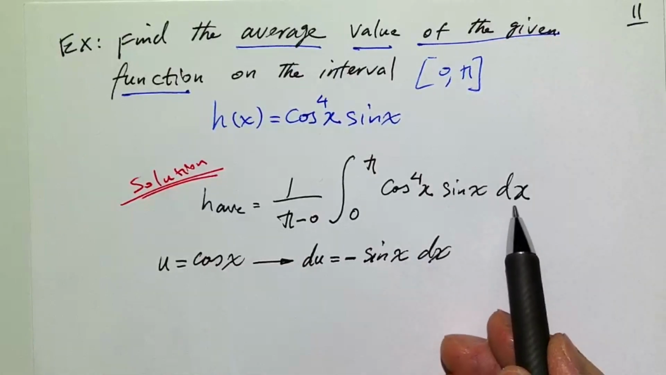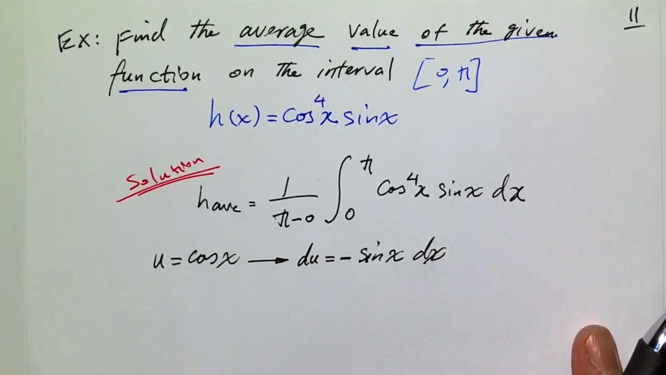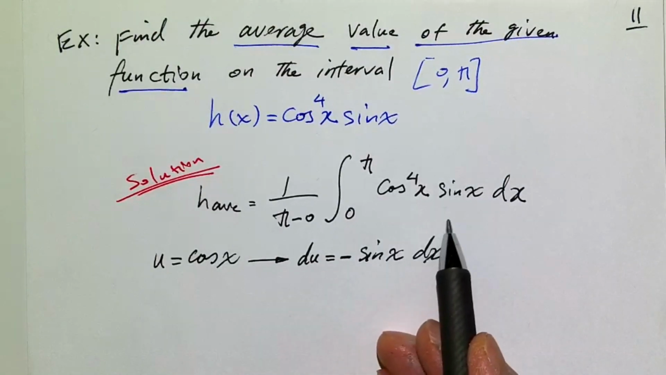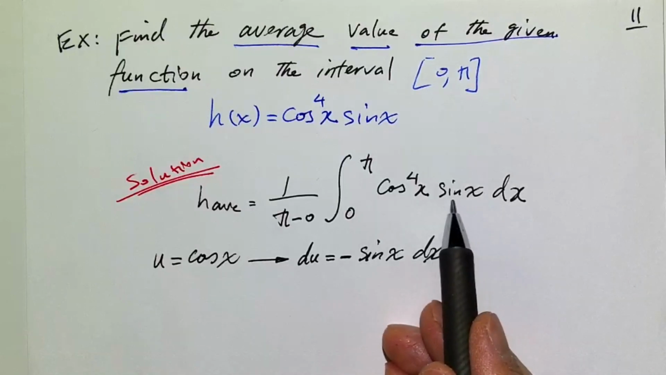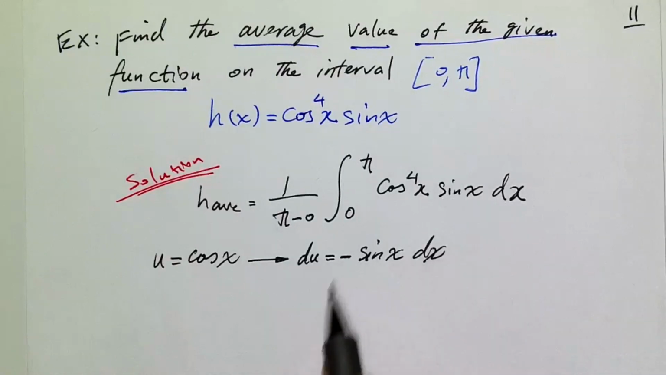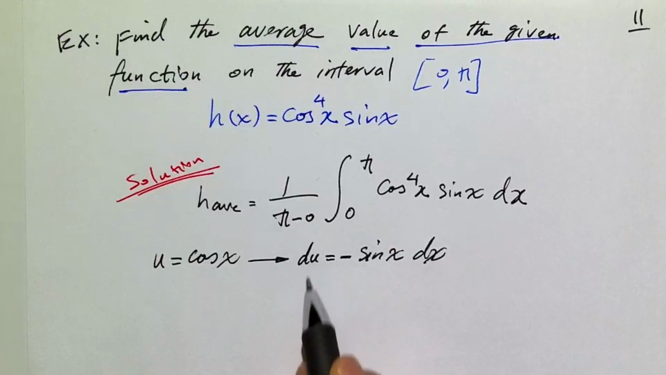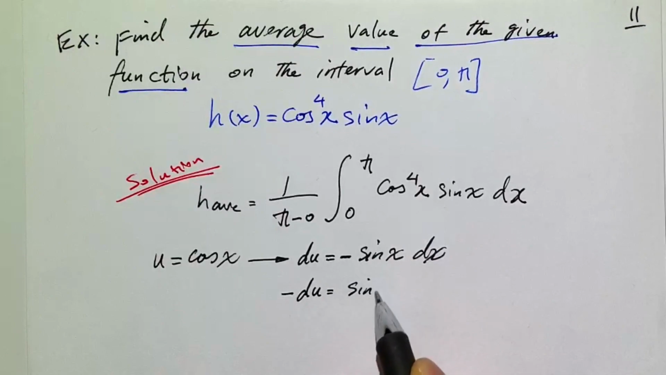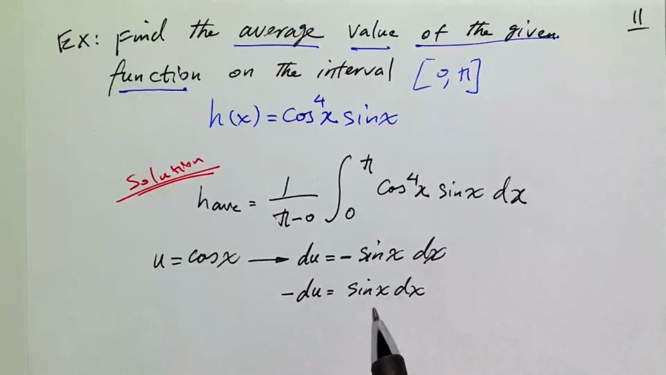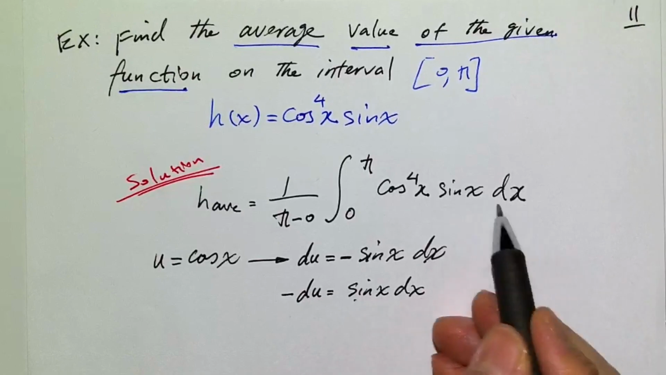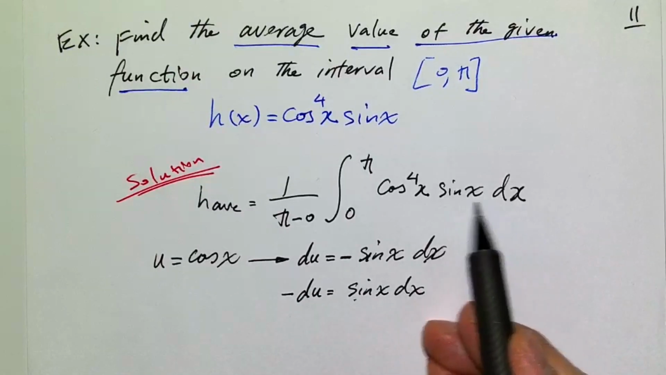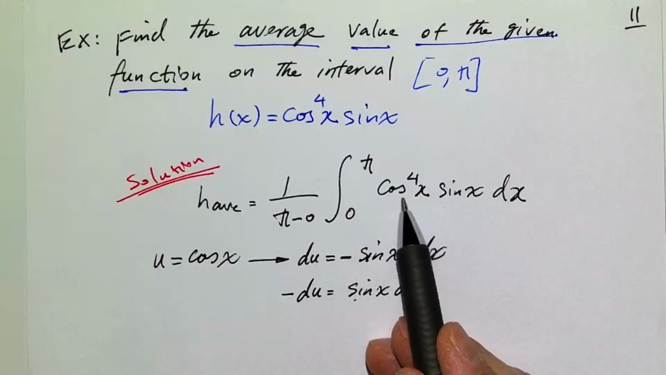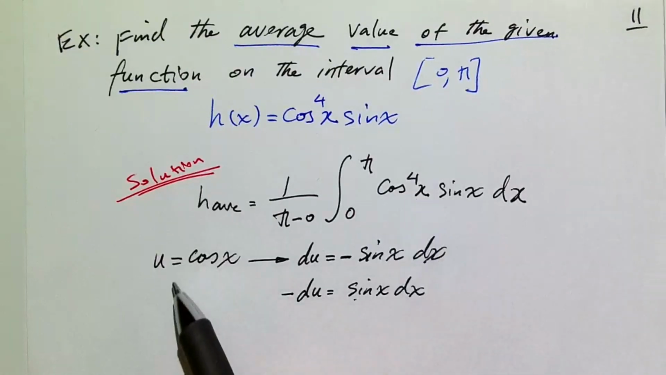And then, of course, we can't immediately substitute du here because we have minus sine of x, but this original expression is positive sine of x dx. So let's multiply both sides by a negative. So minus du is equal to sine of x dx. Now, if you compare this with that, we know we can replace sine of x dx with minus du, and of course the cosine of x with u.